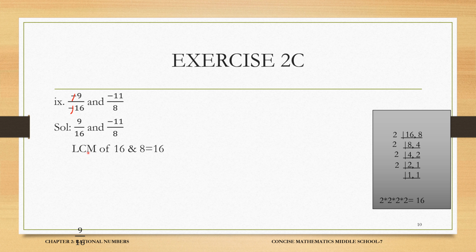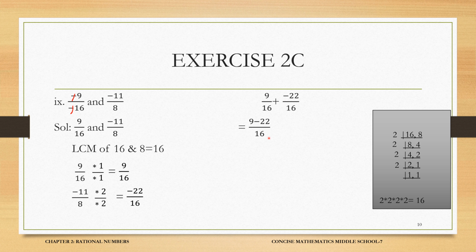Now to make the denominator 16, just write down the first rational number. It is already 16, so just multiply it with 1 and it becomes the same 9 by 16. Write down the second rational number minus 11 by 8, and this 8 should be multiplied with 2. 8 2s are 16. Plus into minus is minus, 11 2s are 22. Now just add both the rational numbers, 9 by 16 plus minus 22 by 16. Plus into minus is minus. So 9 minus 22 by 16.